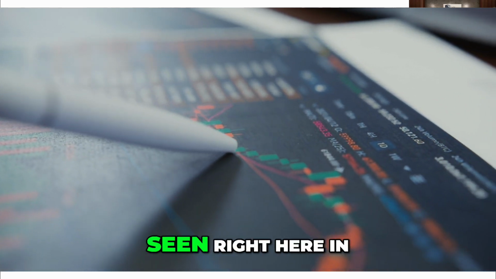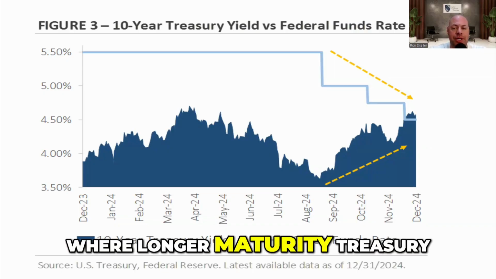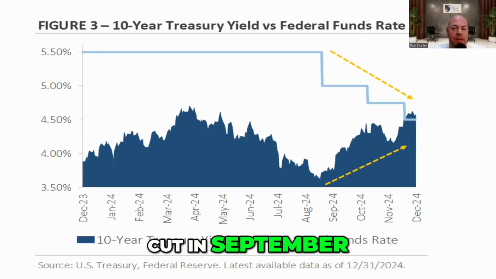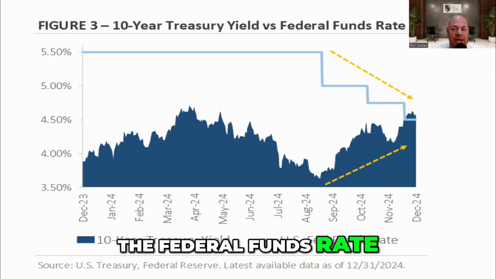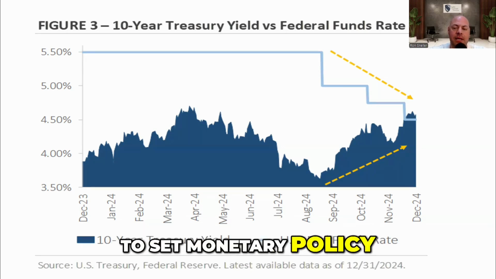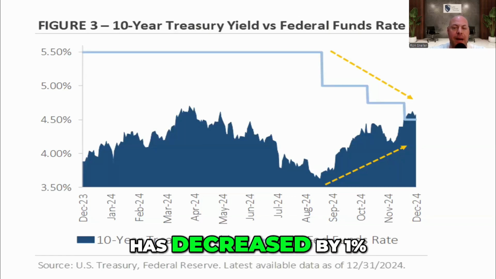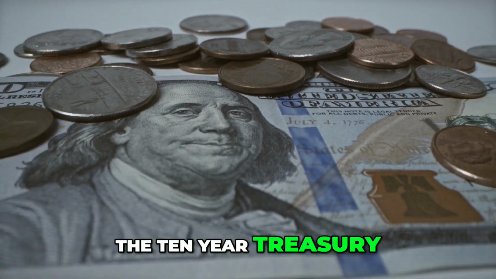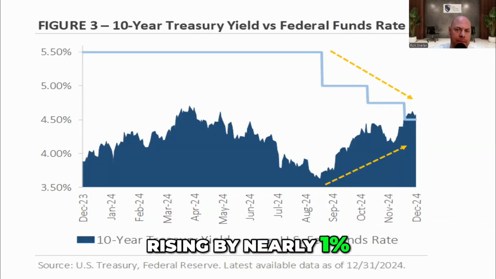This dynamic can be seen right here in this chart showing the bond market, where longer maturity Treasury yields have risen sharply since the first rate cut in September. This graph shows the 10-year Treasury yield against the federal funds rate, which is the interest rate the Fed adjusts to set monetary policy. Since the first rate cut in September, the federal funds rate has decreased by 1%. Over the same period, however, the 10-year Treasury yield has had the opposite reaction, rising by nearly 1%.